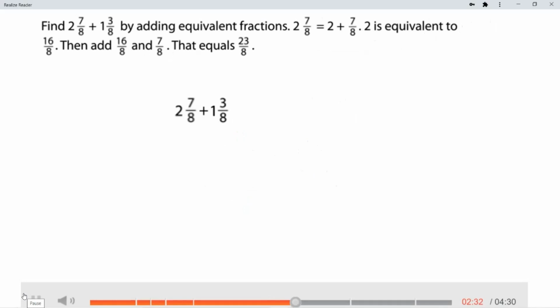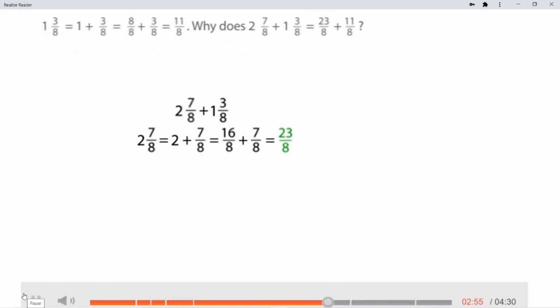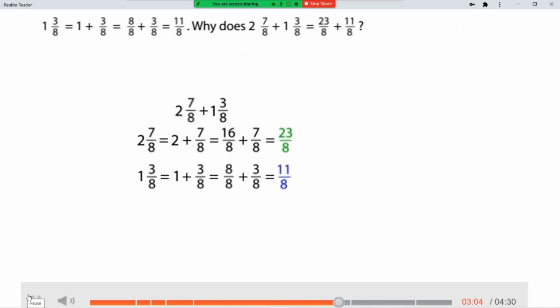Find 2 7/8 plus 1 3/8 by adding equivalent fractions. 2 7/8 equals 2 plus 7/8. 2 is equivalent to 16/8. Then add 16/8 and 7/8. That equals 23/8. 1 3/8 equals 1 plus 3/8 equals 8/8 plus 3/8. That equals 11/8. Why does 2 7/8 plus 1 3/8 equal 23/8 plus 11/8?